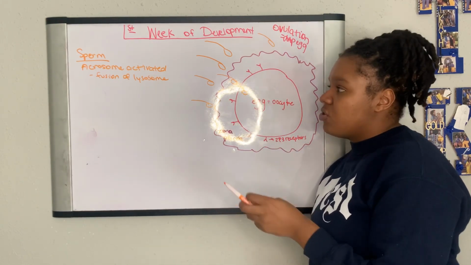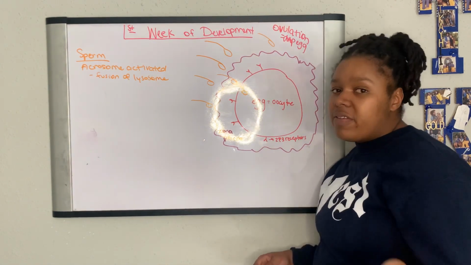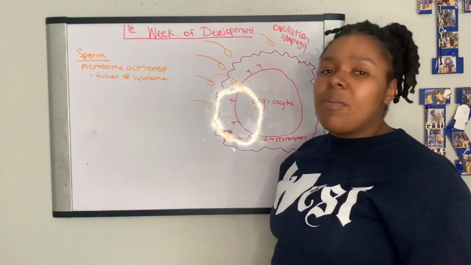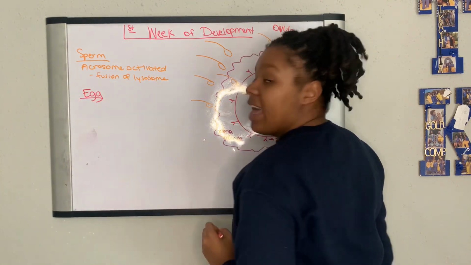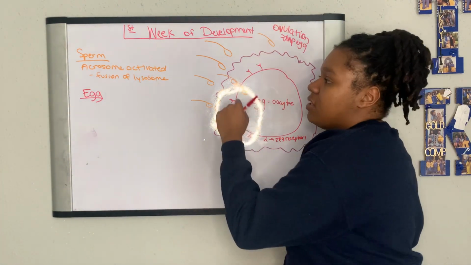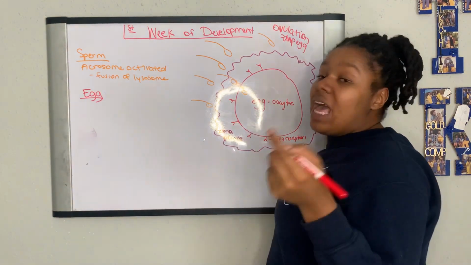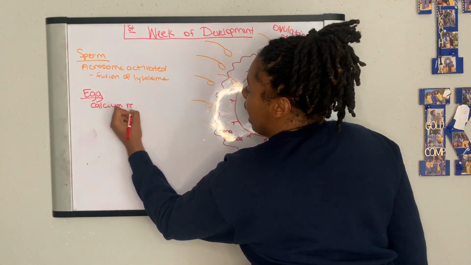So that is the first major step, the first major things that are happening with the sperm. But most of the activation at this point is happening with the egg. So let's talk about that. When we talk about egg activation, there are 3 major things that are happening. First, the sperm is binding to the ZP3 receptor on the egg. When that happens, that leads to calcium being released.